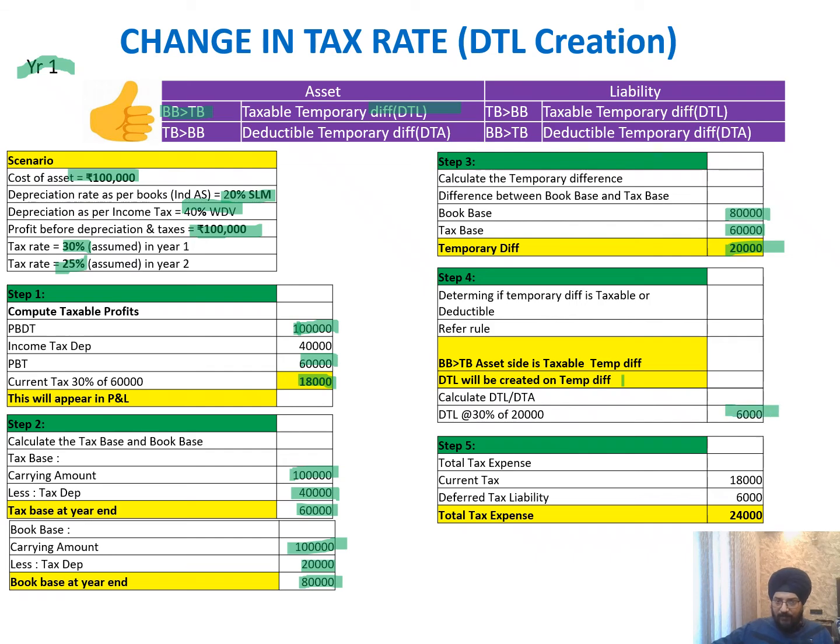So my step 5 is the calculation of my total tax expense, which is my current tax of 18,000 plus DTL of 6,000. So my total tax expense is 24,000. We'll move to the next slide to see the impact on my financial statements.